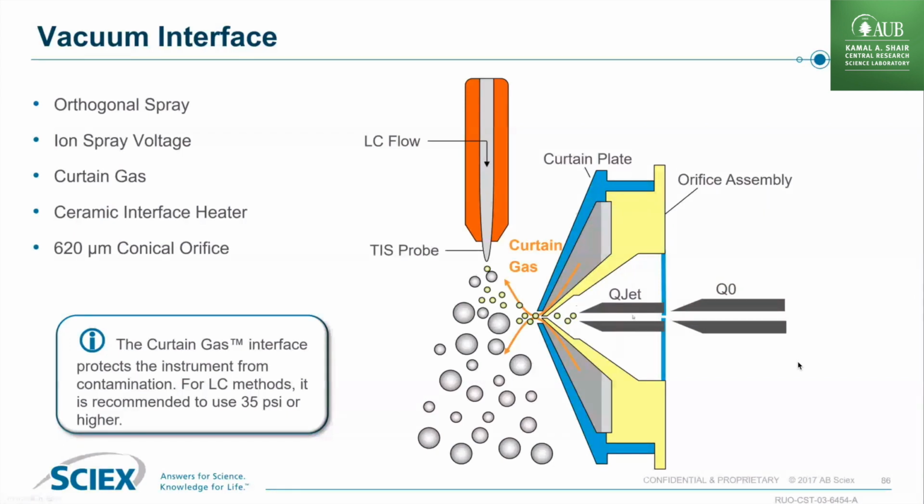So what we do is we have the vacuum here, but it's balanced by this flow of very clean curtain gas out of the orifice. And the curtain gas then pushes away all the neutrals, all the dirt, all the particles, all the dust, and it keeps this region in front of the orifice very, very clean. And we manipulate the ions.